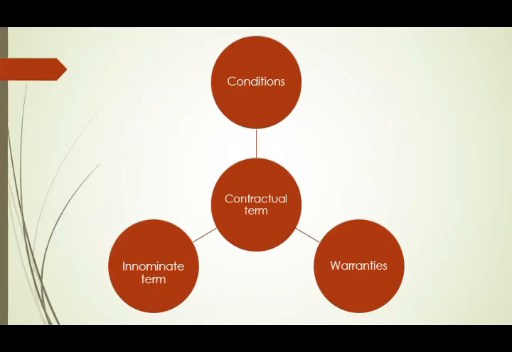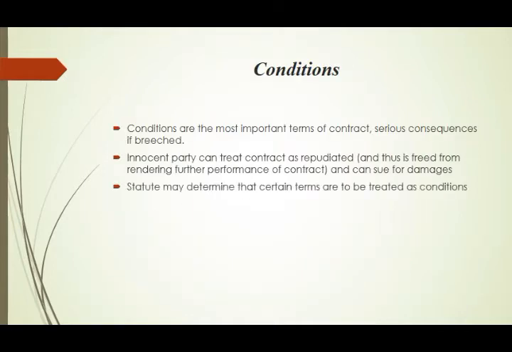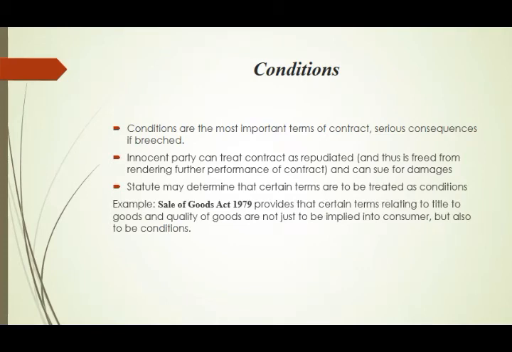So next is the contractual term. There are three types of contractual term, which are conditions, innominate terms, and warranties. Conditions are the most important terms of a contract. There are serious consequences if breached. The innocent party can treat the contract as repudiated and thus is free from rendering further performance of the contract and can sue for damages.